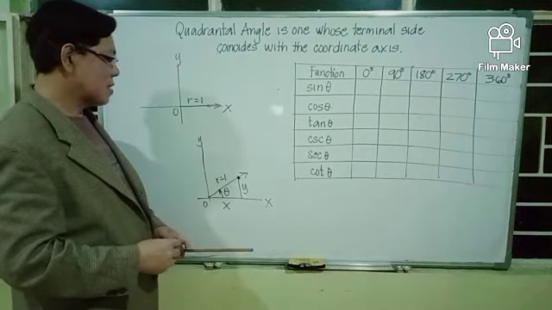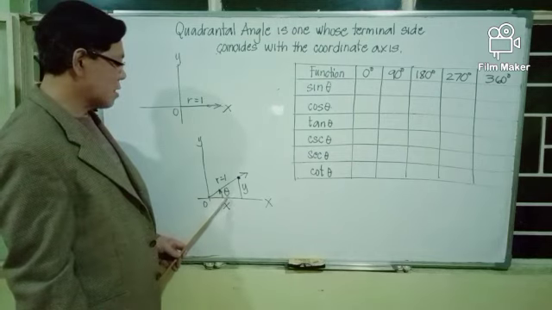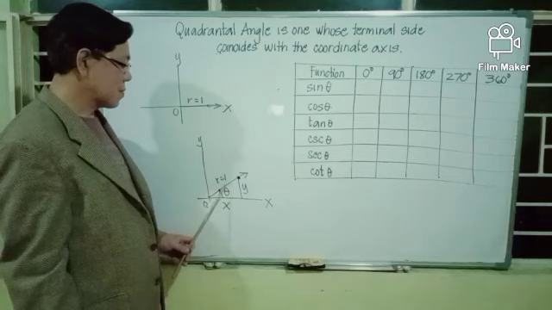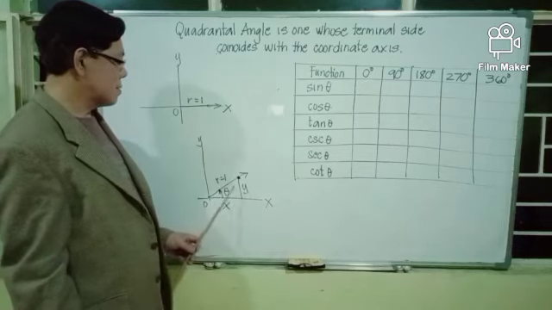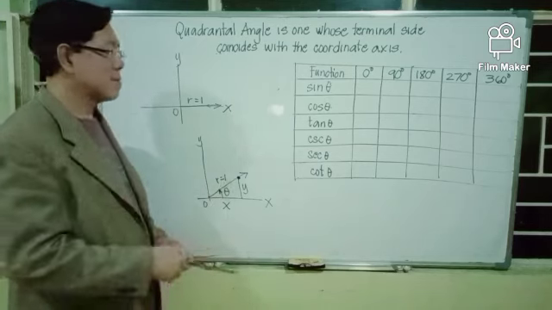And we define the sine of theta as the ratio of the opposite to the hypotenuse, y over r.